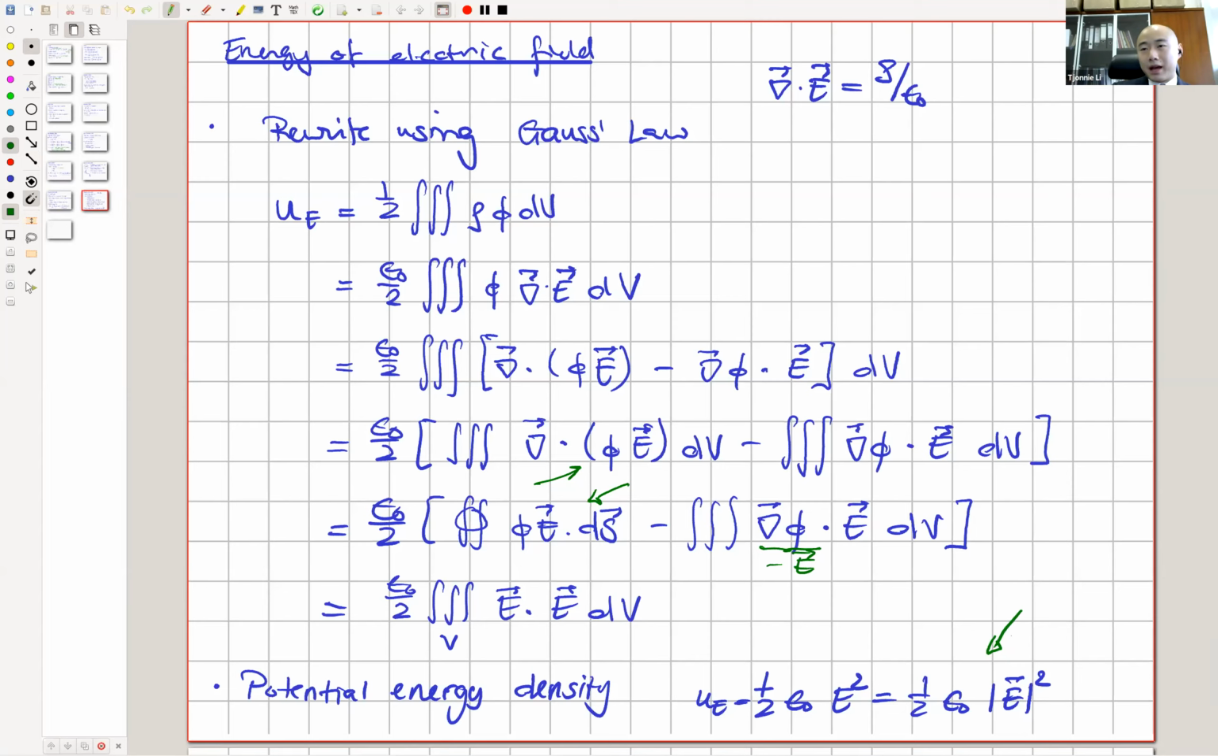Okay, and Isaac makes a good point. This is only considering a localized distribution. If I have, for example, one slab of electric charge that goes all the way out to infinity, this is something that will no longer hold. This energy density is only defined for a localized charge distribution. Does that answer your question?